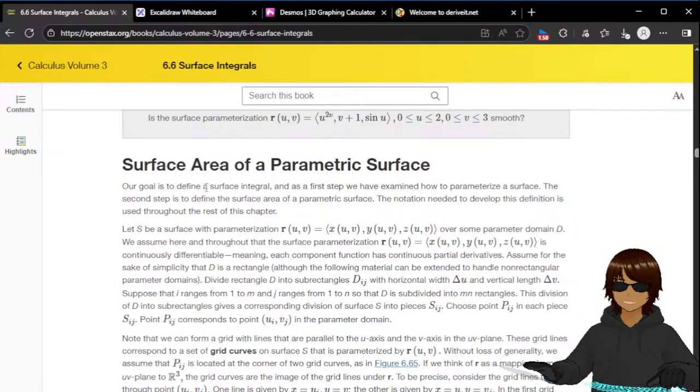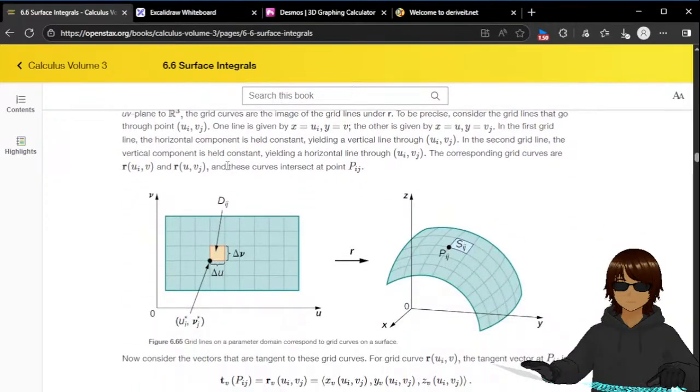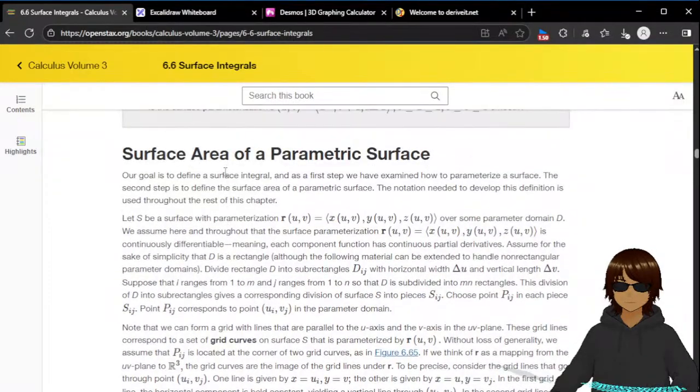Our goal is to define a surface integral, and as a first step, we have examined how to parameterize a surface. The second step is to define the surface area of a parametric surface. The notation needed to develop this definition is used throughout the rest of this chapter. Let S be a surface with parameterization r(u,v) over some parameter domain D. We assume here and throughout that the surface parameterization is continuously differentiable.